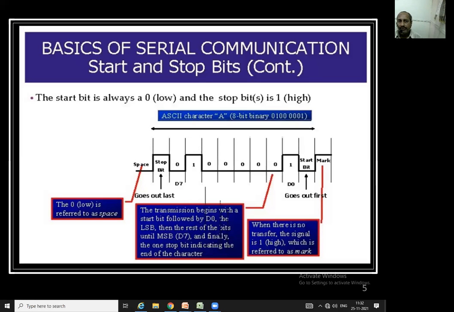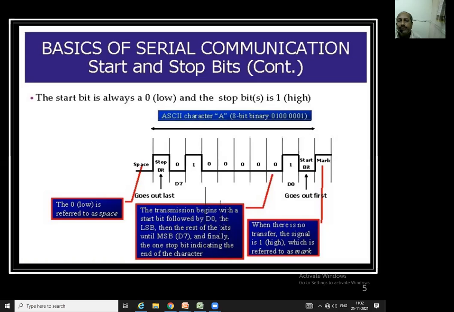So the basics of serial communication are the start bit and stop bit. As shown in this slide, which I took from the internet, the data is 8 bits. Before those 8 bits there is a start bit and a stop bit, which indicate the start of the message and the end of the message. The start bit is always 0 and the stop bit is always 1. That is the standard maintained while sending serial communication data.